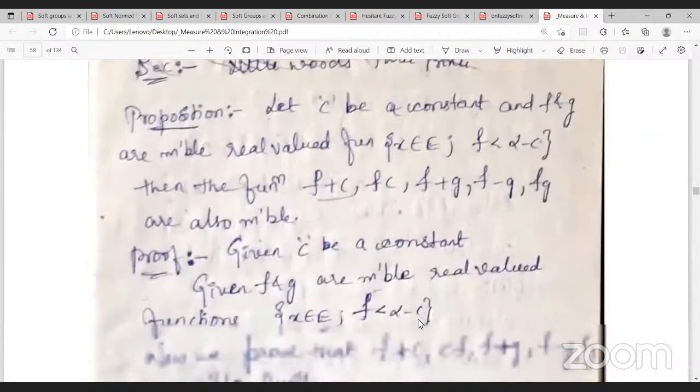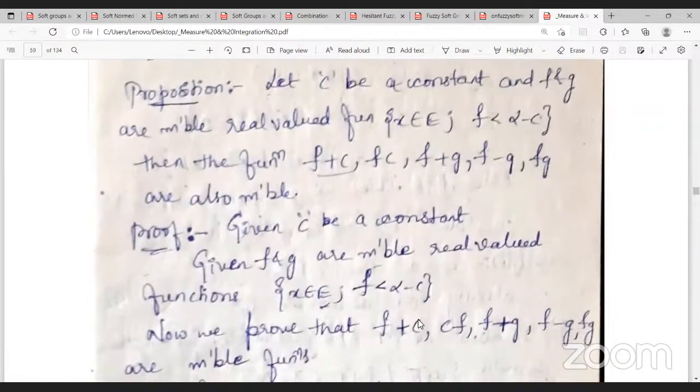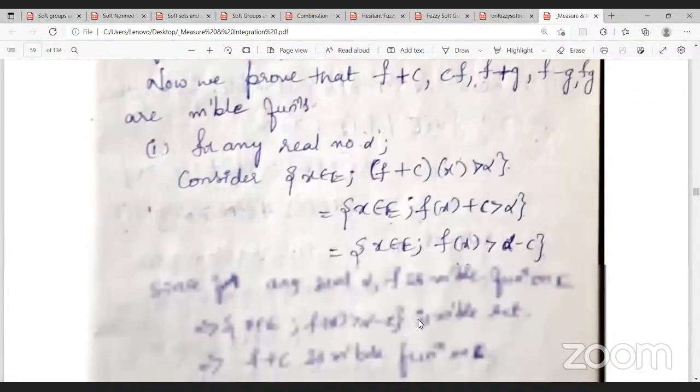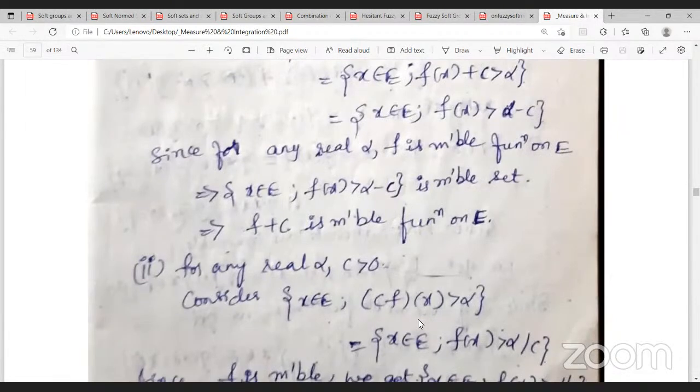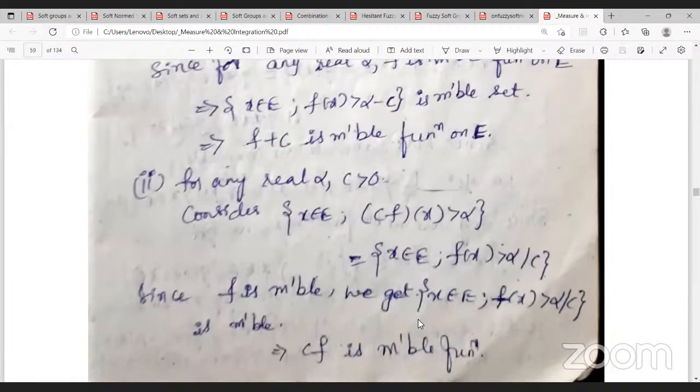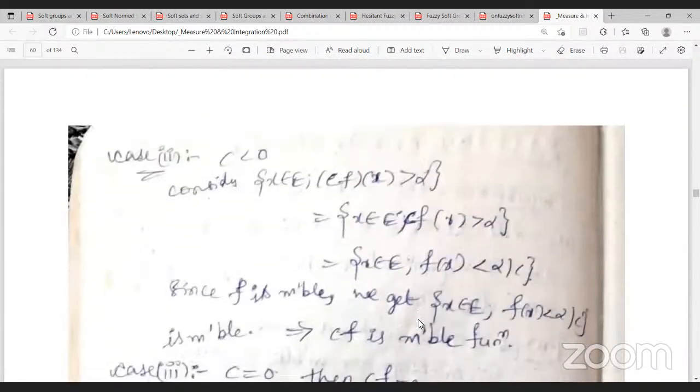Proposition. For any c greater than 0, c f alpha by c, and c less than 0, case 2. C less than 0 means negative. Well, in case greater than alpha by c, అంటే c is negative కాబట్టి less than alpha వస్తుంది, alpha by c వస్తుంది. Alpha by c means equal to alpha 1.